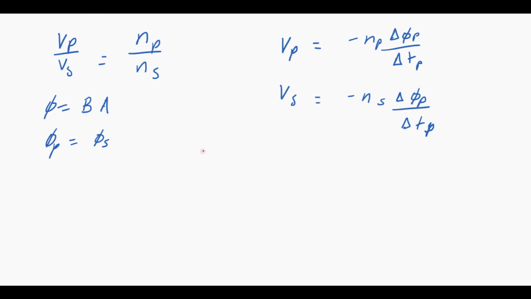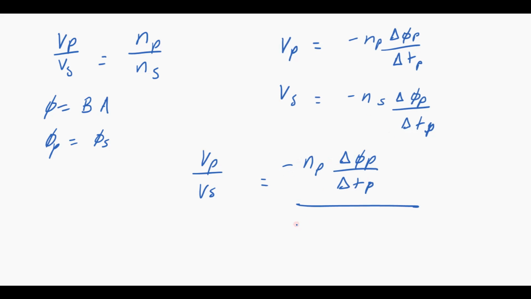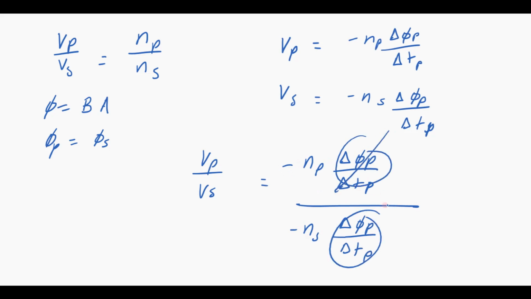So now if we do Vp on Vs, that equals Vp is negative Np, all that, over negative Ns, and then you'll notice those two terms are the same, therefore cancel. The two negative signs can cancel, and we're left with Vp on Vs equals Np on Ns.